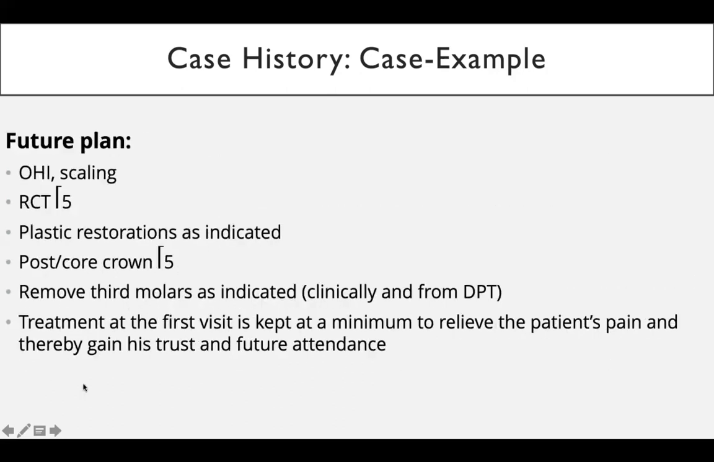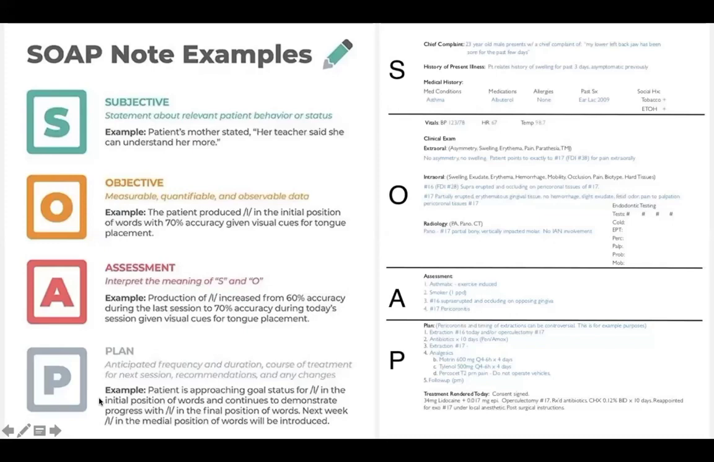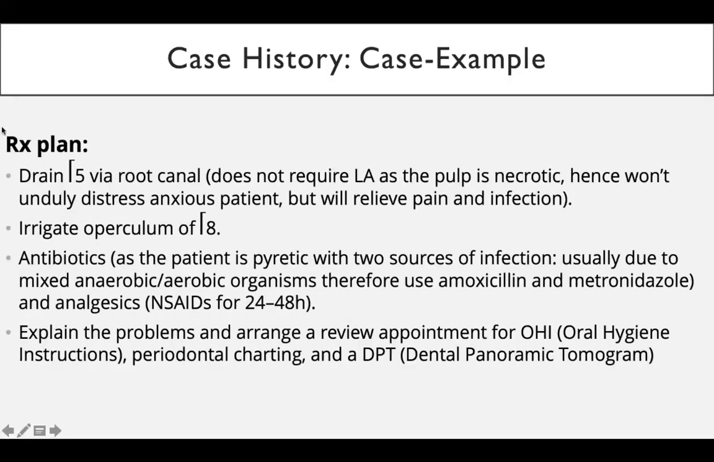And then finally you go for a plan, an appropriate rational plan, and this includes the recipe or treatment plan. So what we go for in this case is we perform drainage for the lower left fifth second premolar via root canal. It does not require local anesthesia as the pulp is necrotic. So the pulp is necrotic, the nerves are damaged, we do not require local anesthesia. Hence it won't unduly distress an anxious patient because there will be no pain, but it will relieve pain and infection.